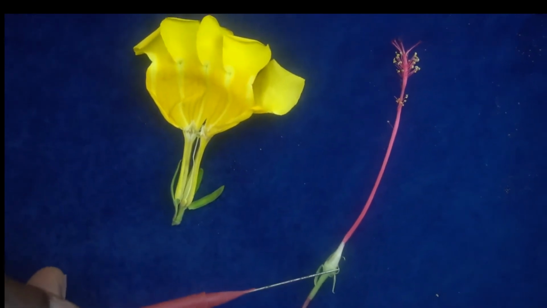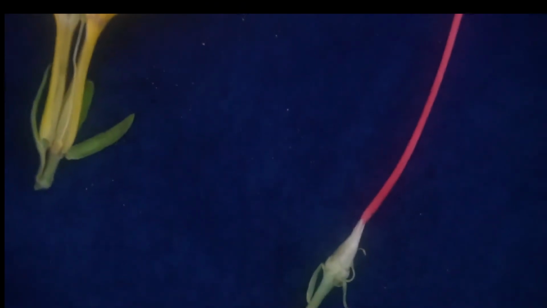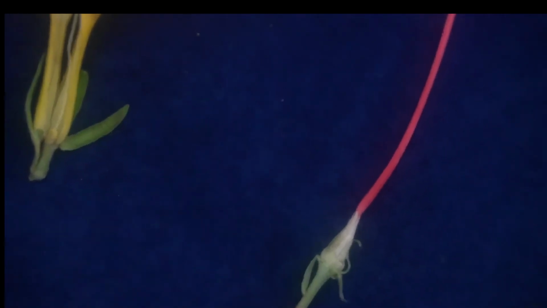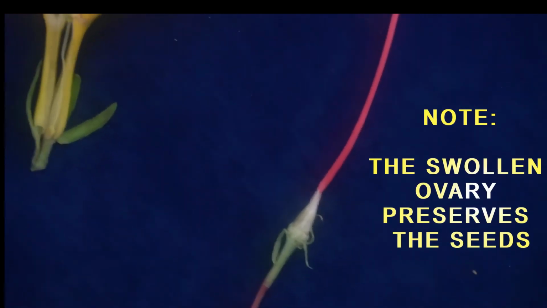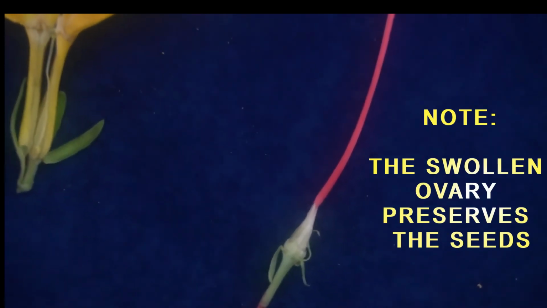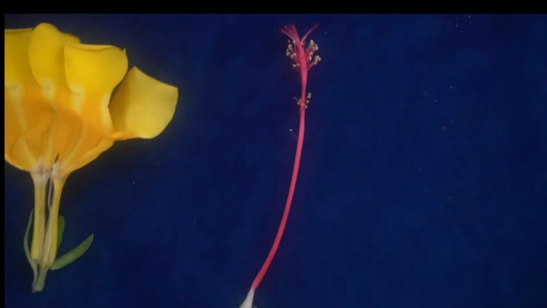And once that happens, the ovary begins to swell, and it swells and swells, and as this happens, the tiny eggs change to seeds. And the work of the swollen ovary or the fruit is actually to preserve those precious seeds. And once this happens, the flower parts are no more needed. They wither and dry up.